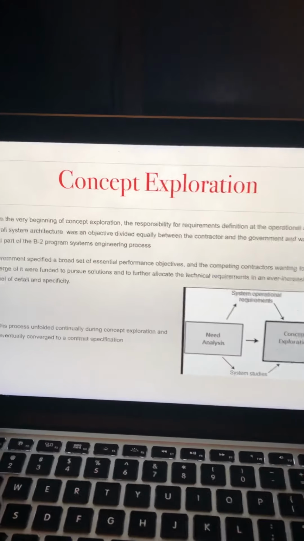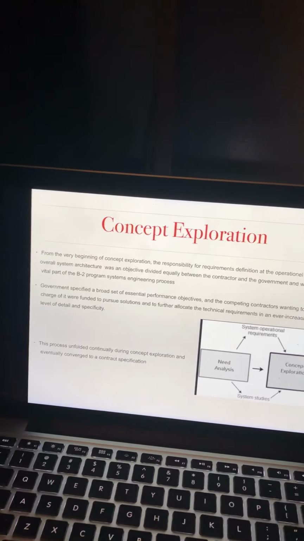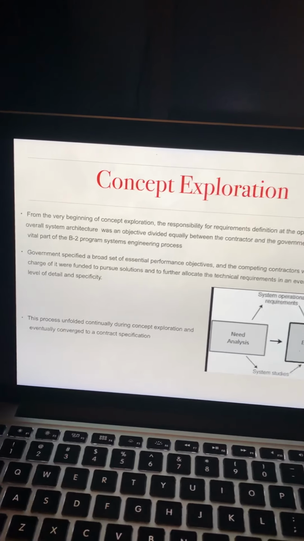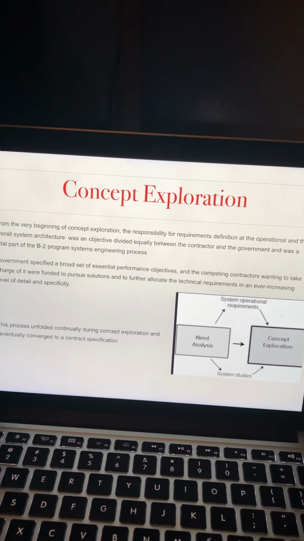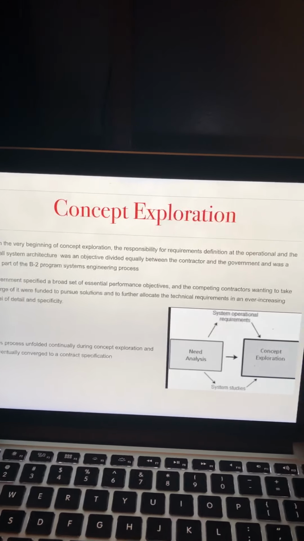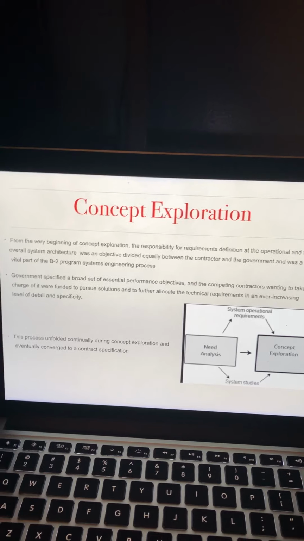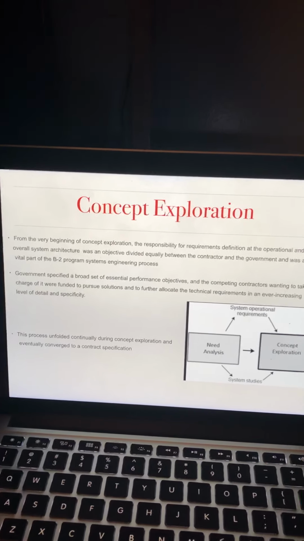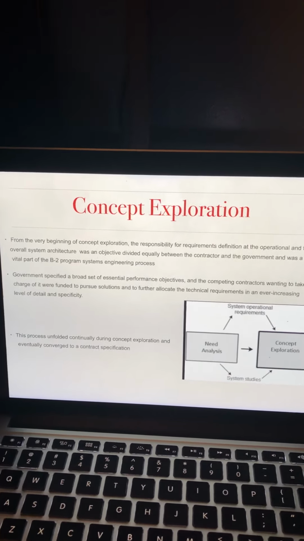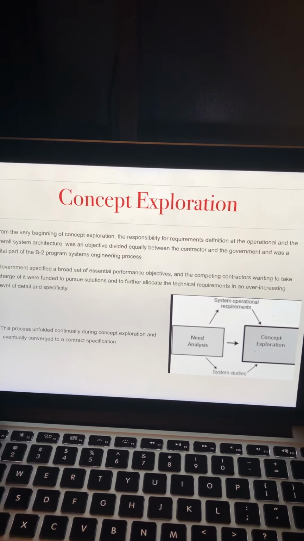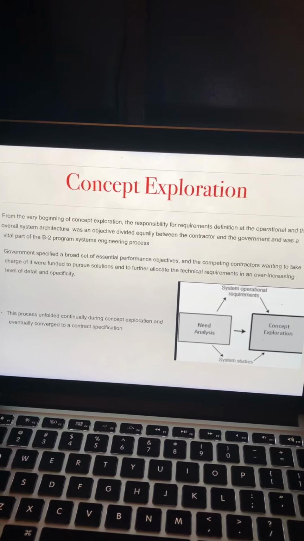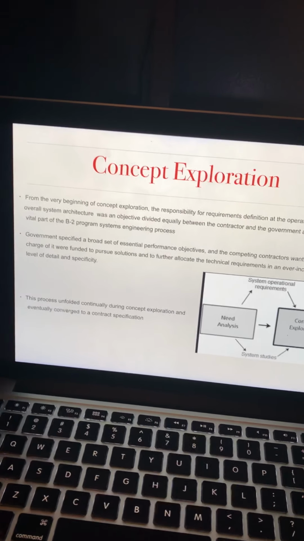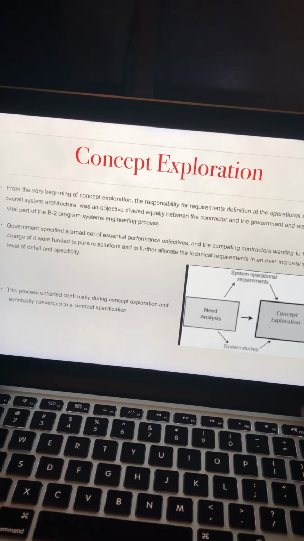So the concept exploration, I'm going to briefly go over these because I want to move on to the engineering development phase. From the very beginning of the concept, the responsibility for the requirements at the operational level and the overall system architecture was divided equally between the contractors and the government. The government specified a broad set of essential performance objectives, and the competing contractors were funded to pursue solutions and further allocate the technical requirements in ever-increasing levels of detail and specificity.